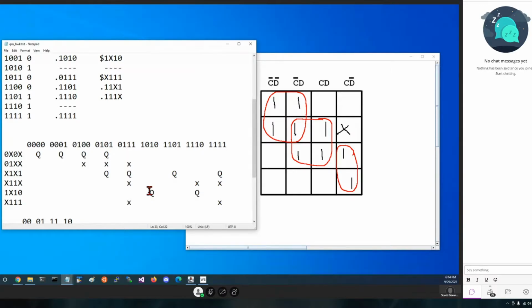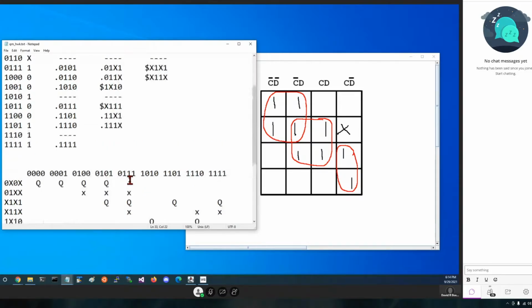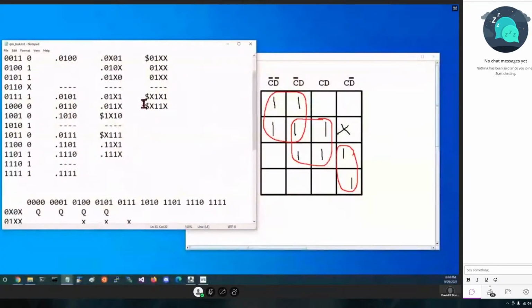Now, like the X111, for example, I ended up with that not being a prime implicant. So I'll need to take a look at what I did and see what happened here. Well, one thing that I almost slipped up on was I thought for a while this was a duplicate until I looked at it carefully.